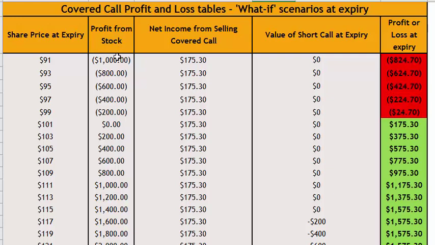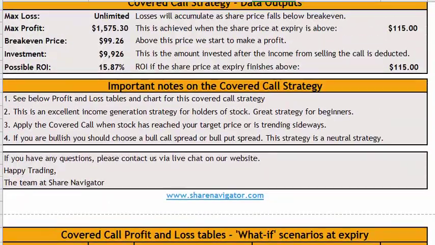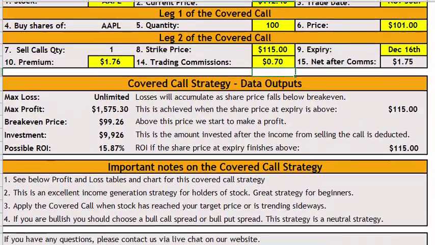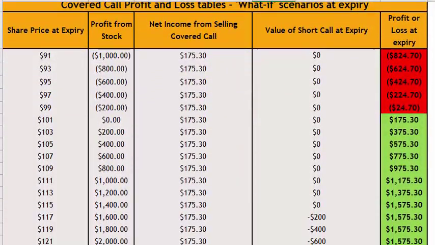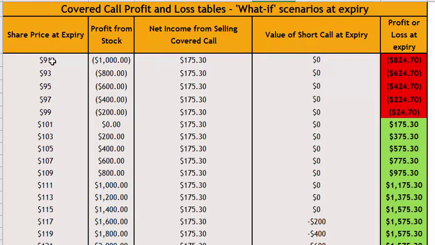So the first thing we put on here is the profit from our stock position. As you know, we've bought the shares of Apple at a price of 101. If the share price has dropped to $91 and we own 100 shares, well, we're down $10 by 100, so down $1,000. At 93, we're down $800, and so on and so forth. So that's just the profit from the stock if the share price at expiry is trading at one of these levels. Then we need to put in the net income we've taken in for actually selling the call.